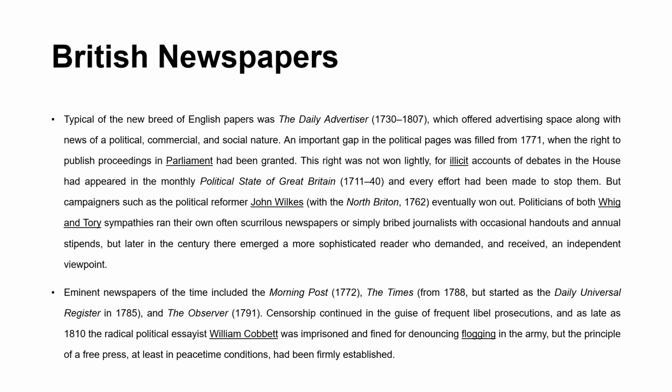Censorship continued in the guise of frequent libel prosecutions, and as late as 1810 the radical political essayist William Cobbett was imprisoned and fined for denouncing flogging in the army. But the principle of a free press, at least in peacetime conditions, had been firmly established.